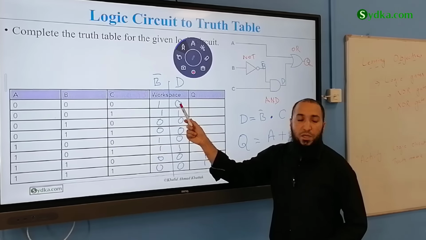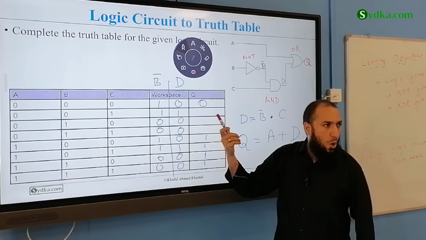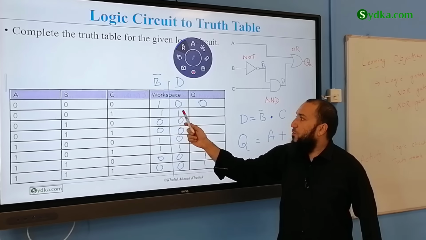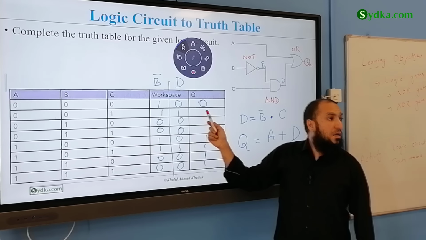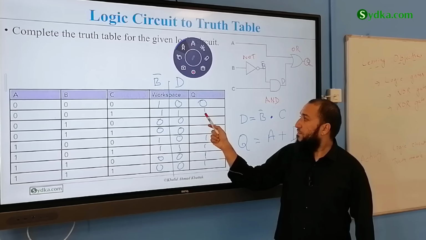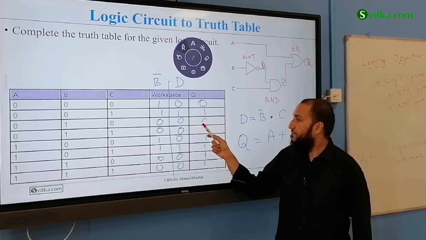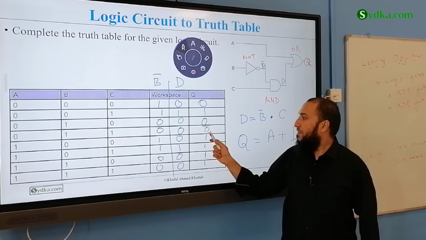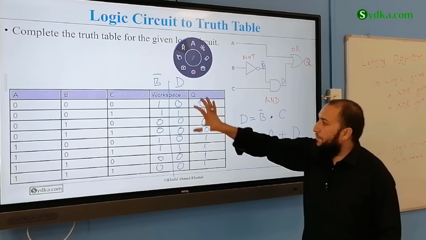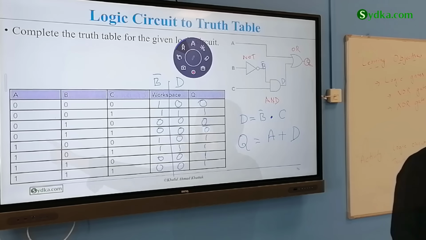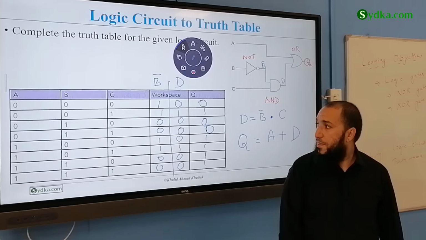0, 0, OR gate. 0 and 0 gives us 0. 0 and 1 gives us, OR gate, 1. 0 and 0 gives us 0. You see here? Now we have solved this step by step. This is our final answer. Write it down. Copy this one now. Good. It's 0 and 0 gives us 0. Well done.